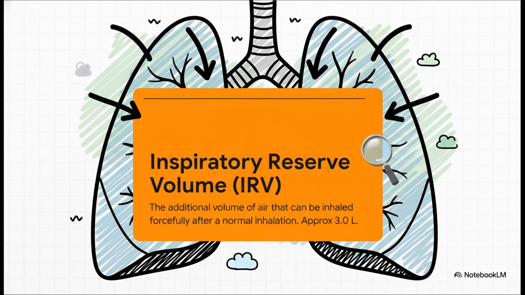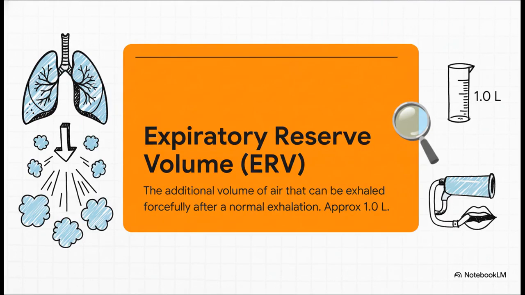Next is the inspiratory reserve volume, or IRV. So after you take a normal breath in, the IRV is all that extra air you can possibly suck in if you try as hard as you can. It's a pretty big reserve, usually around 3 liters. And on the flip side of that, you have the expiratory reserve volume, ERV. This is the exact opposite. After a normal, relaxed exhale, it's all the additional air you can forcefully push out of your lungs. This is usually about 1 liter.